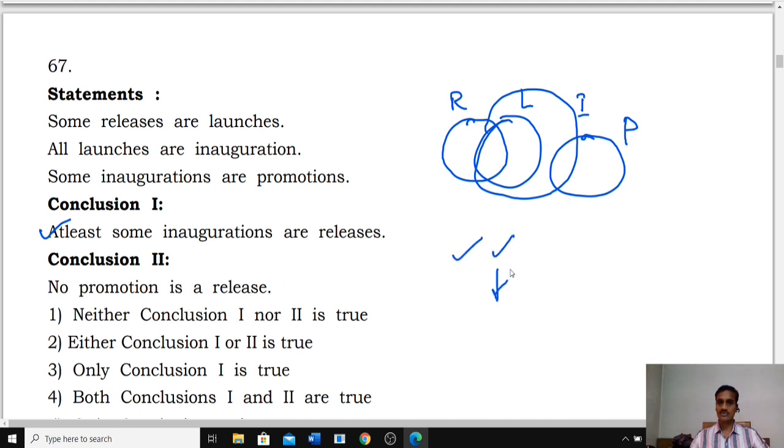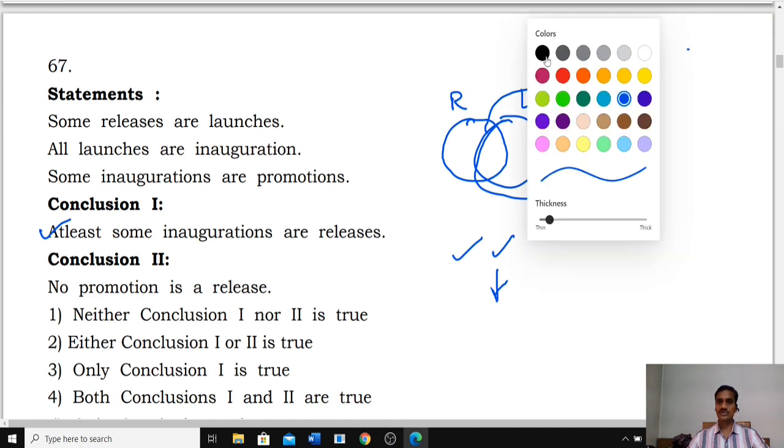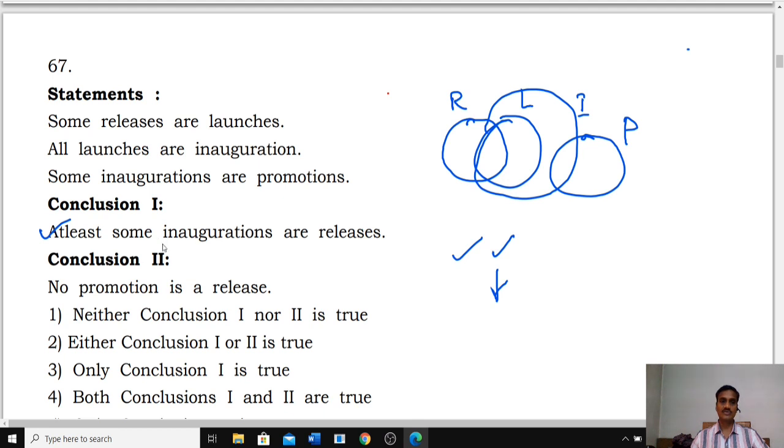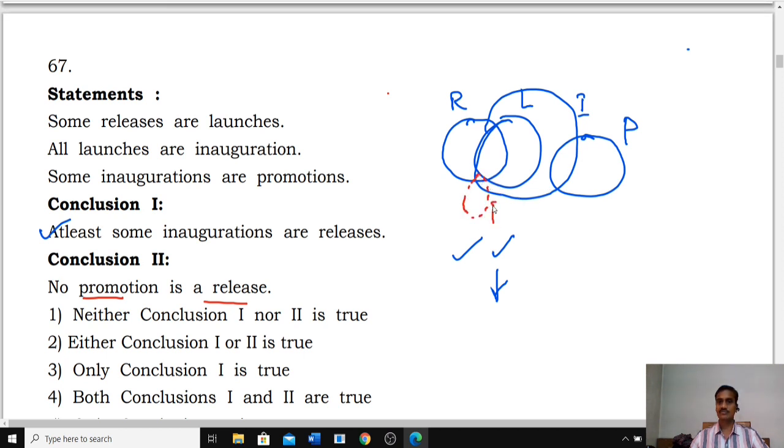Now the second conclusion, which is a negative conclusion. As the negative conclusion is true, then we need to check its complementary. No promotion is a release means some of the promotions are releases. Some promotions are releases, isn't it? Hence the alternate diagram is proven, this will be false. Hence, what is your answer? Only conclusion 1 is true, that is choice 3.